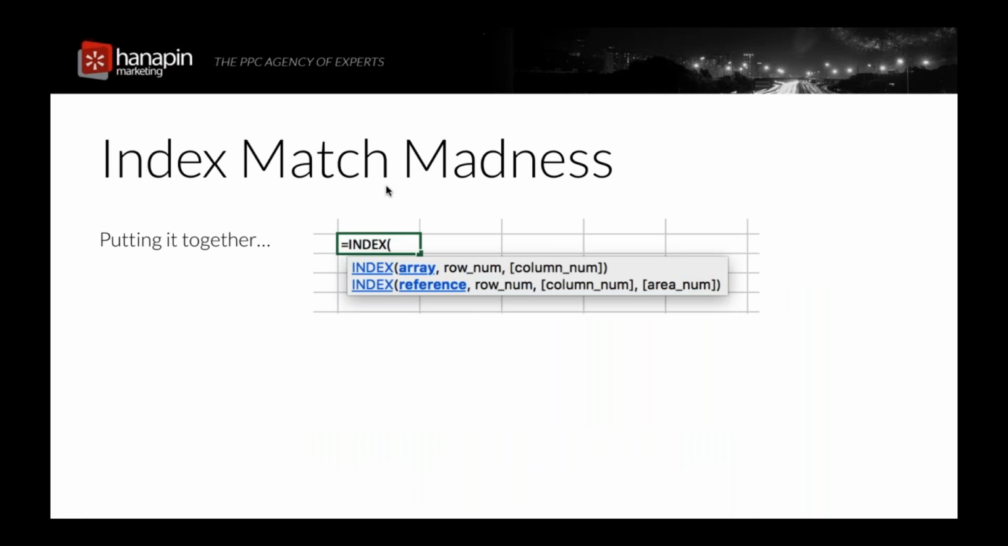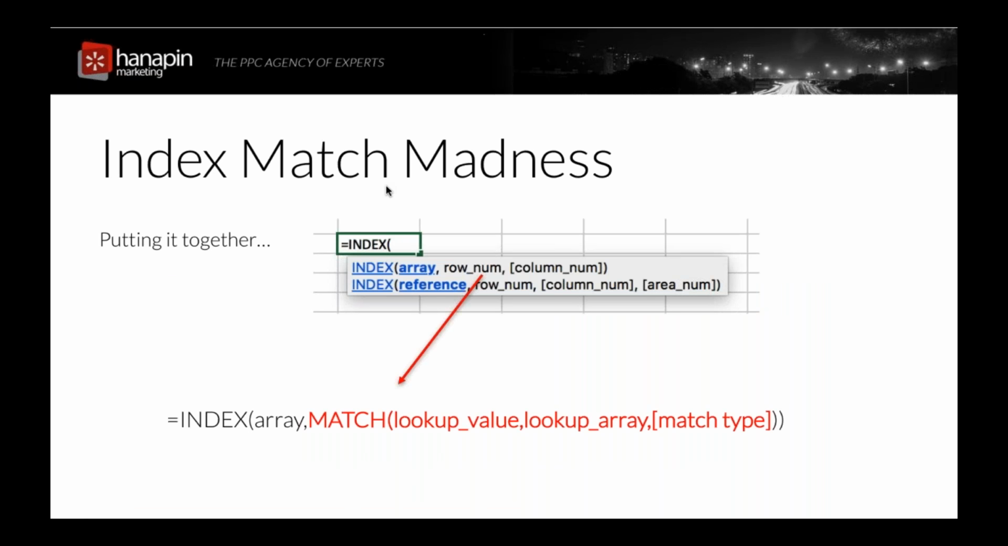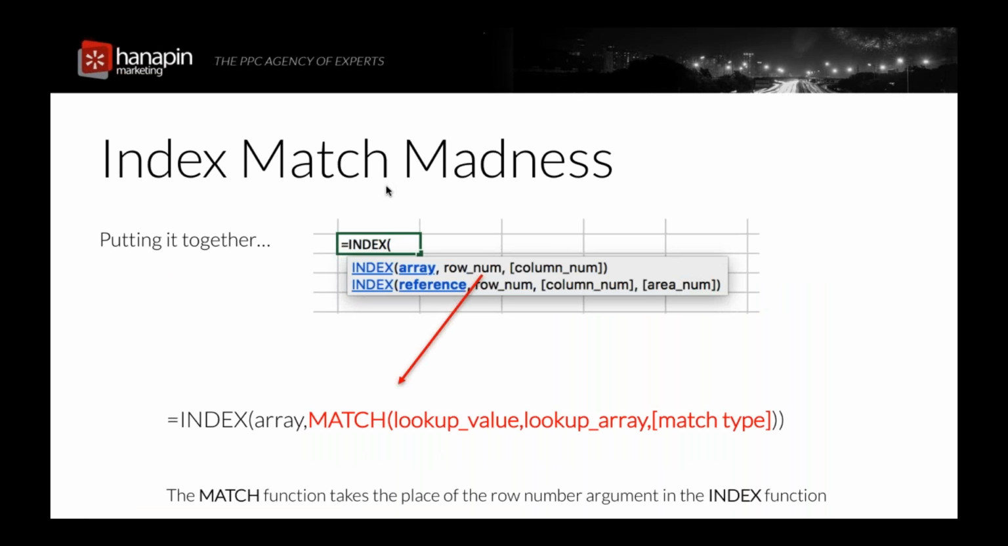So putting it together, here's our INDEX, which is our leading formula here. We're going to nest the MATCH in the INDEX. So MATCH just takes the place of the row number argument within the INDEX function. Another mistake I see a lot is people getting these flip-flopped and trying to put the MATCH in the column number. Order matters here, so just remember that for INDEX it's always row before column.